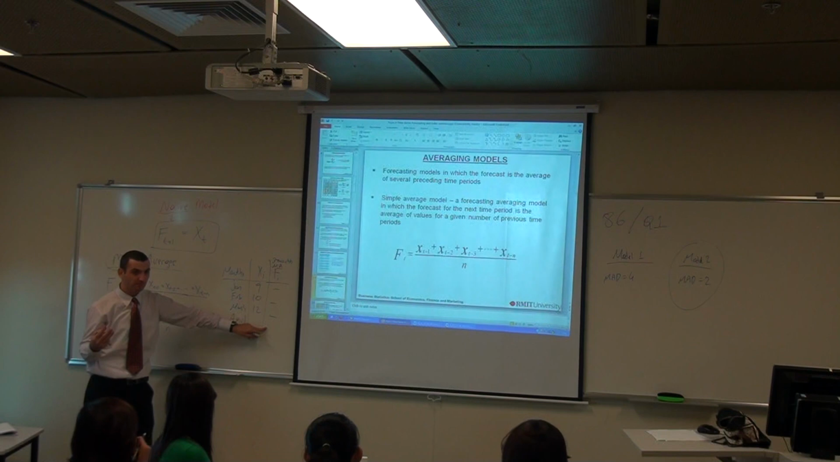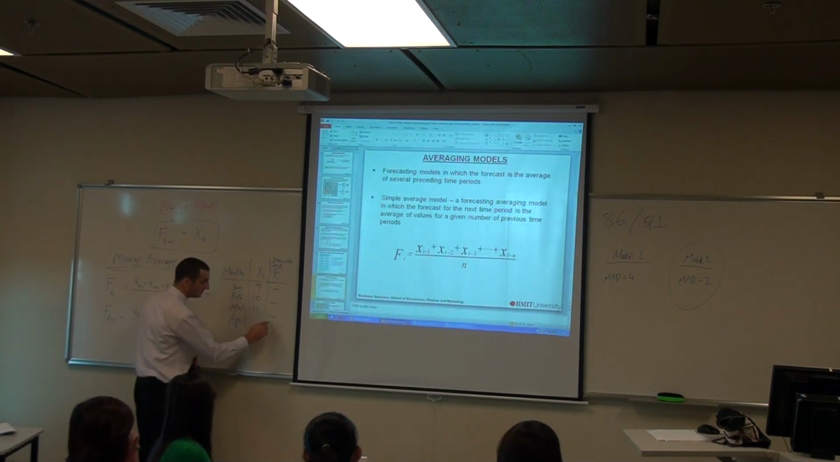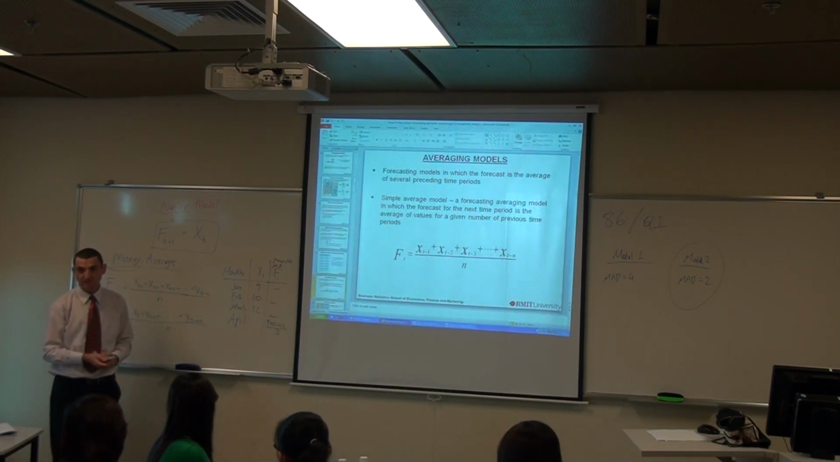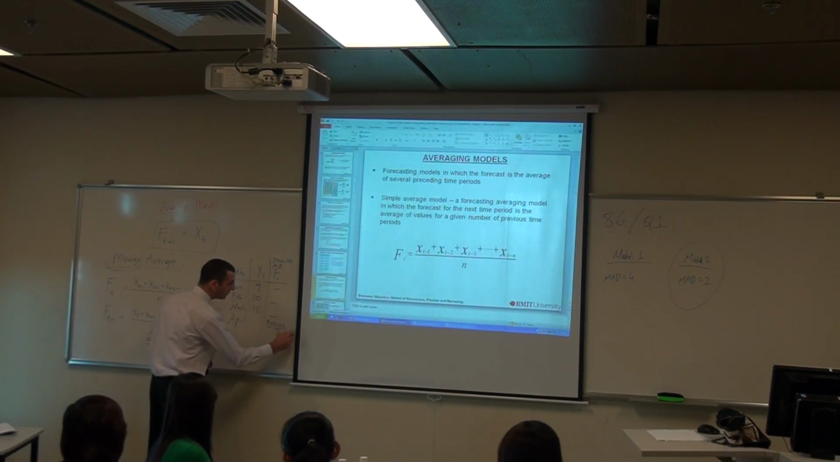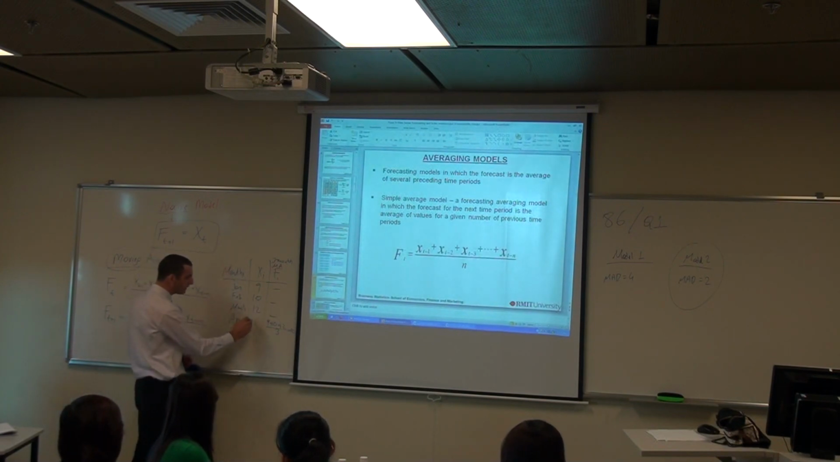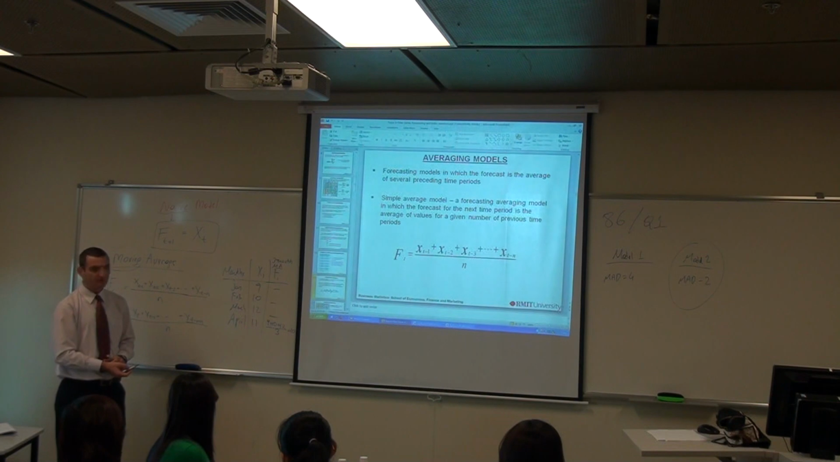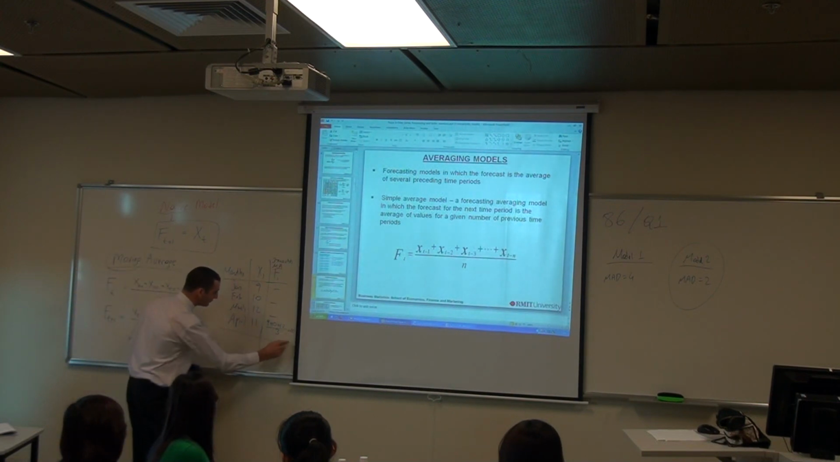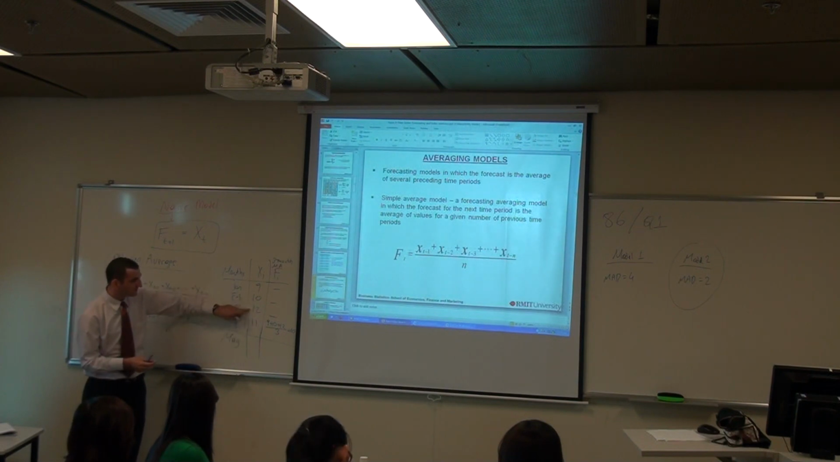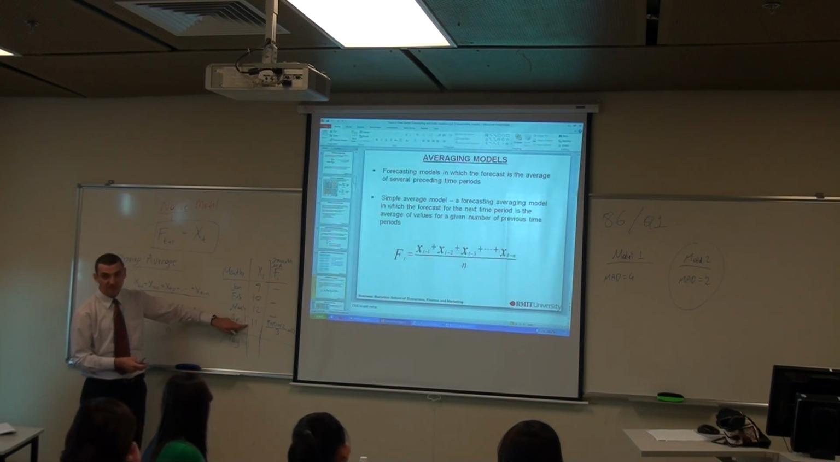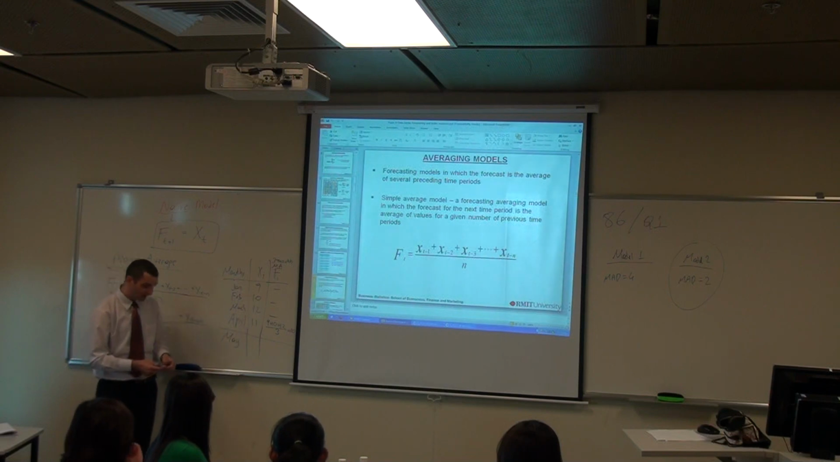I start from April. April will be 9 plus 10 plus 12 over 3, which is 10.33. So that's basically the moving average for April. Suppose I know the April value comes up as 11. Now tell me, what is the forecast for May? Now I will add these 3 months: 10 plus 12 plus 11 over 3. That will be equal to 11.